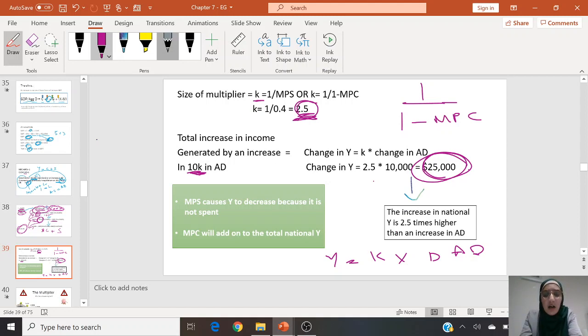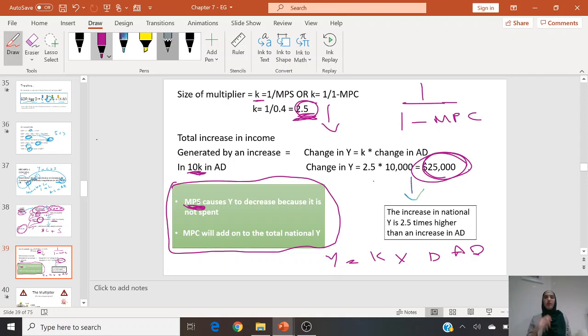The MPS causes income to decrease because it is not spent. Please keep this in mind. It's definitely not made clear in your textbook. If the MPS is high, then the multiplier will be low. The reason for that is mainly because MPS is a leakage. It is not an injection. If it were an injection, the multiplier would be high. It's a leakage. You're not spending it in the economy, you're saving it, so it's away from the economy. That's not good, because you want more money flowing in the economy. That is why the multiplier will be low.